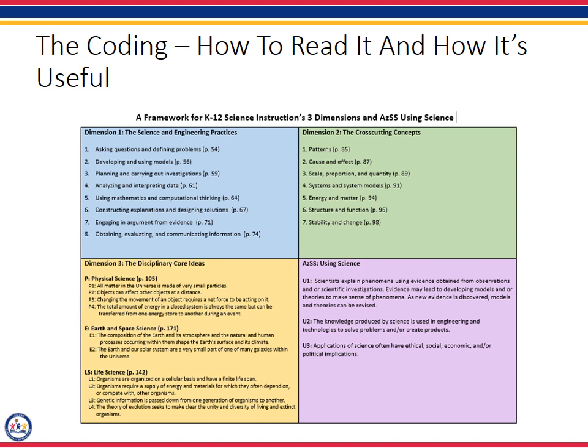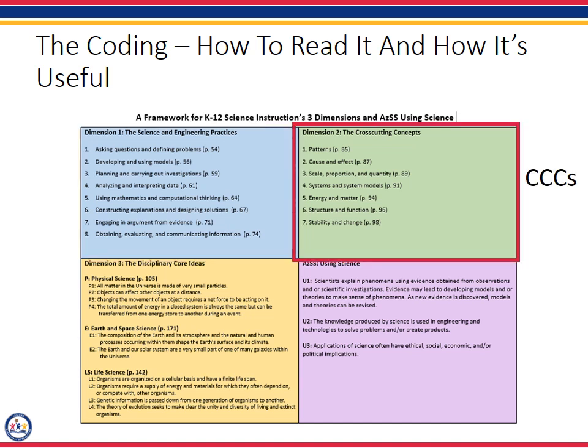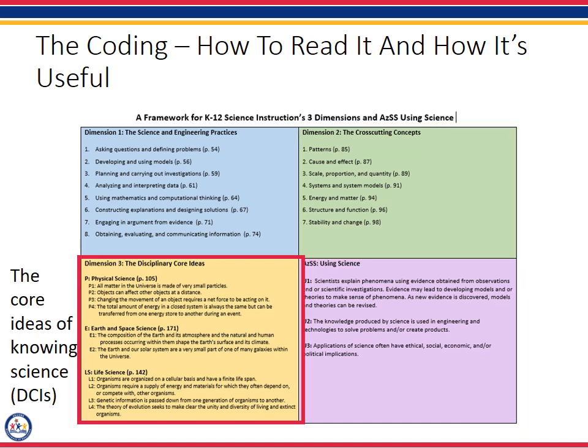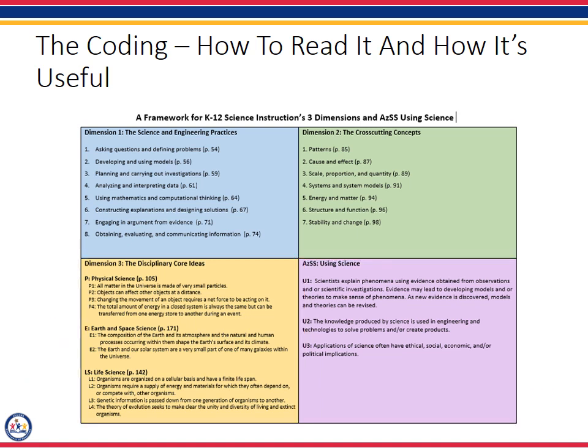I know that with three-dimensional science instruction, a lot of info was thrown at you. This Framework and Arizona Science Snapshot helps organize the information on one page. The science and engineering practices, along with the page numbers they can be found on in the framework, can be seen in the blue box. The cross-cutting concepts, along with the page numbers they can be found on in the framework, can be seen in the green box. In the gold box, you have the core ideas for knowing science. And then in the purple box, you have the unique to Arizona science standards, the using science.